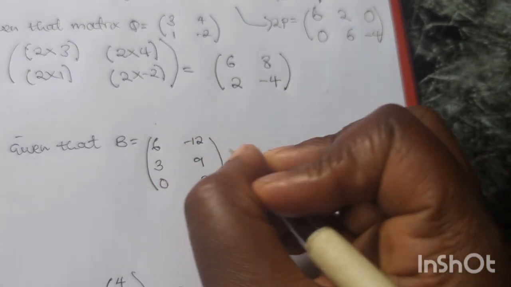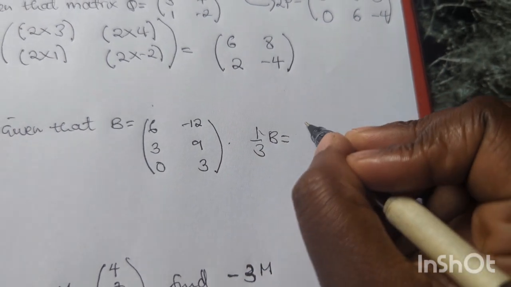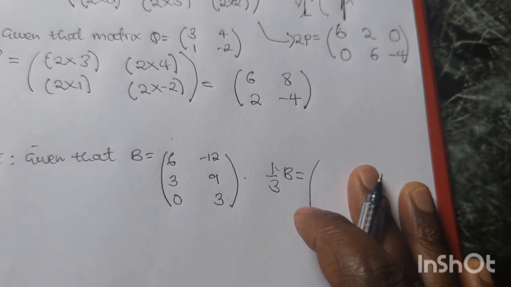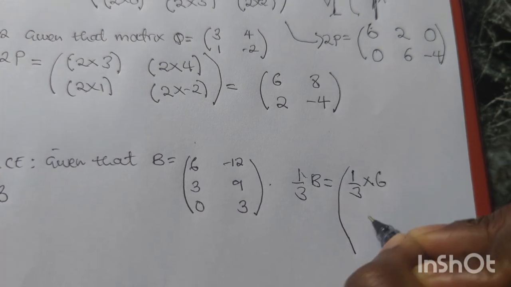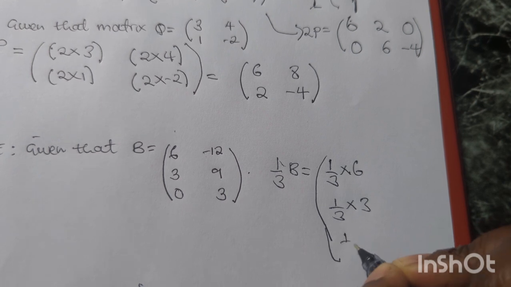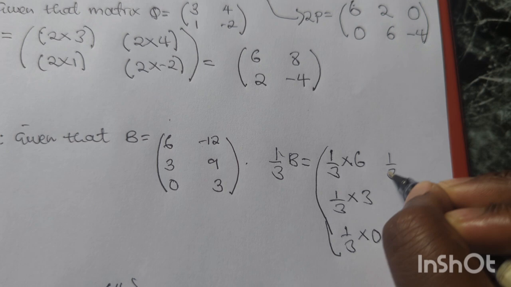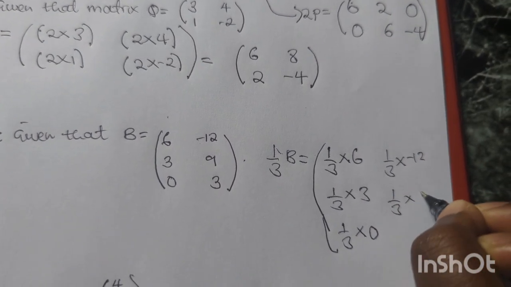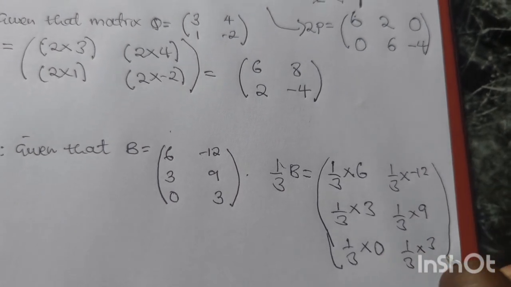Okay, so I'm just going to say 1/3 of B is equal to, I just want to solve everything here so that people can follow. I hope it's not looking dirty. So it will be 1/3 multiplied by 6. Next, 1/3 multiplied by 3. The last one is 1/3 multiplied by 0. Next, 1/3 multiplied by -12. Then 1/3 multiplied by 9. And 1/3 multiplied by 3.